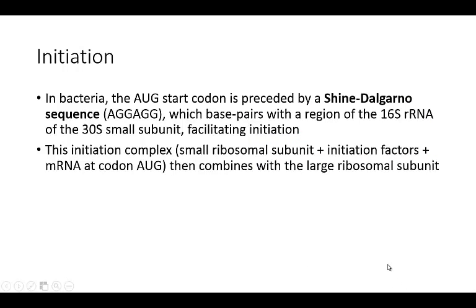So to begin with, initiation in bacteria, this AUG start codon actually has a little bit of a sequence upstream, and we call this the Shine-Dalgarno sequence, and it's just an AGG. The reason for this is that it's going to base pair with the ribosomal RNA, specifically the small subunit of this. And this is going to help everything assemble around that mRNA in the correct location as well. So then what's going to happen is the large subunit is going to combine along with the various initiation factors, the mRNA, everything's going to be localized at that start codon of AUG.